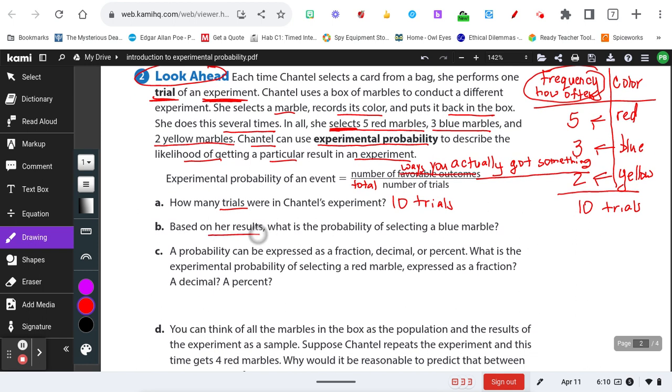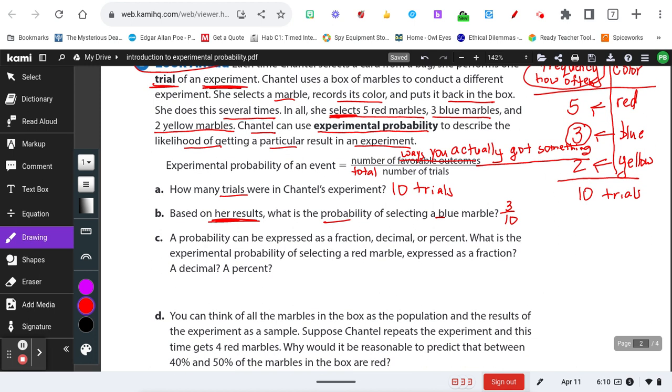All right, based on her results, because this is an experiment, so she actually got something. What is the probability of selecting a blue? Based on her result, it will be 3 out of 10, but this is experimental probability because she actually did it, okay? As a decimal, if you punch it in the calculator, it becomes 0.3. And as a percent, it's 30%. So I just expressed my answer as a fraction, as a decimal, and as a percent.